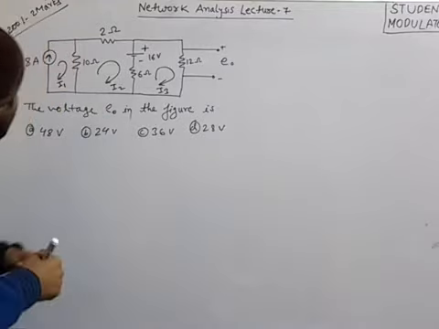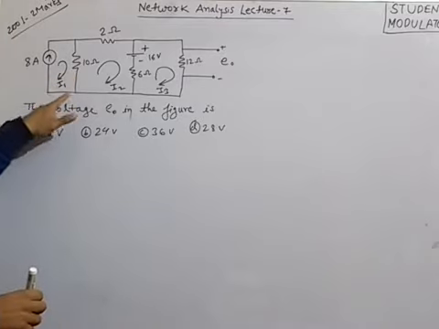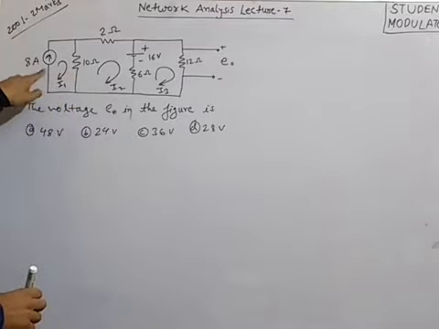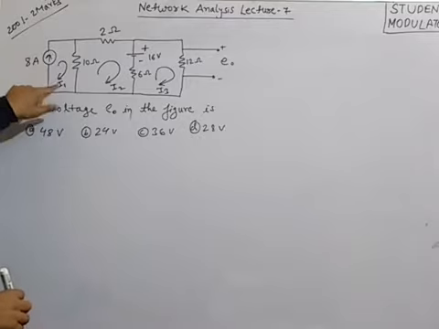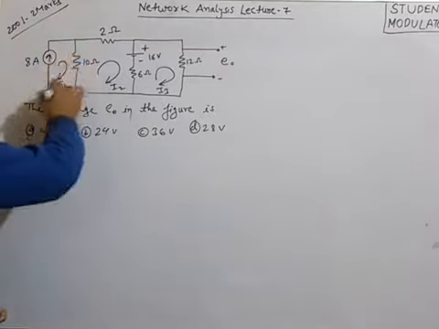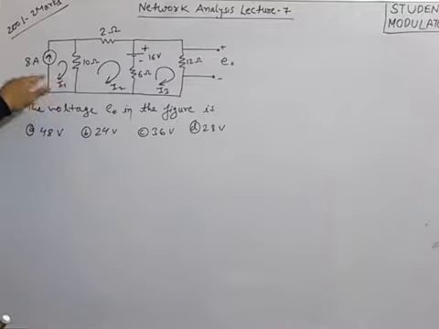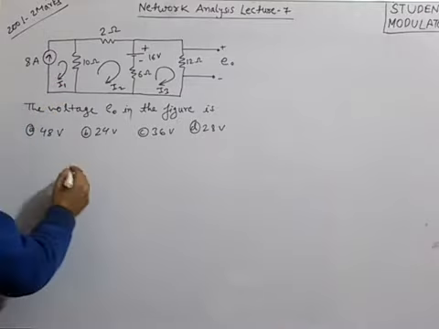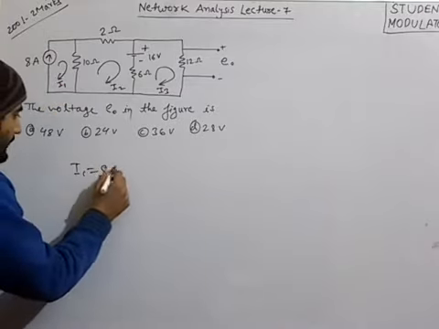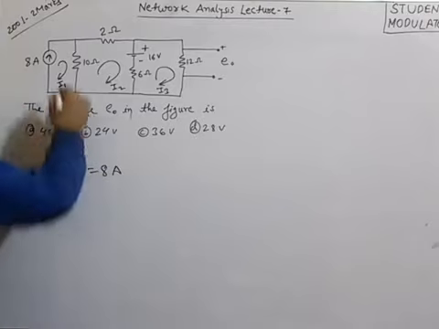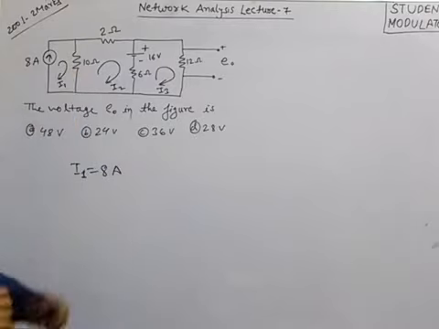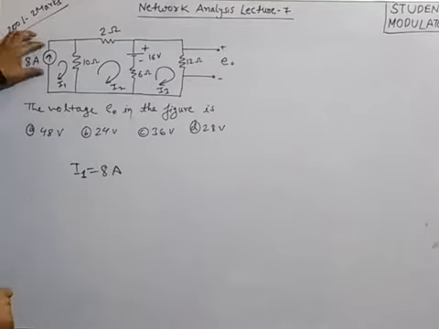Instead we can directly see that this I1 current is going through the same branch where the 8 ampere current source is. It means I1 must be equal to 8 ampere. So by assigning the I1 current in this mesh we can write I1 equals 8 ampere, because the same current is going through the branch in which the current source is 8 ampere.